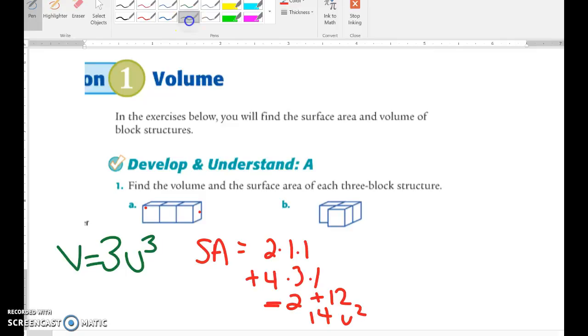Now, if we move over here, this guy actually has the same volume. We've just physically moved the cubes, but it still has 1, 2, 3 cubes. So it has the same volume, okay? Now, what about the surface area? That's going to be interesting.